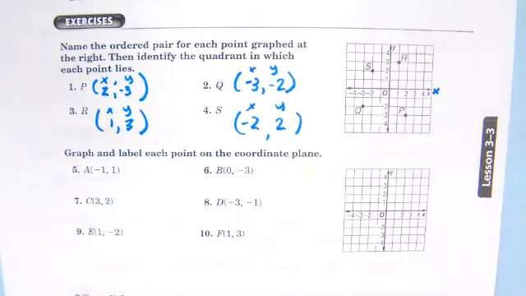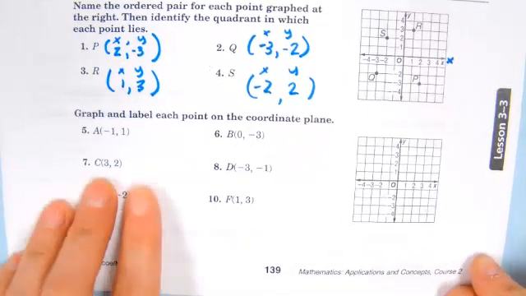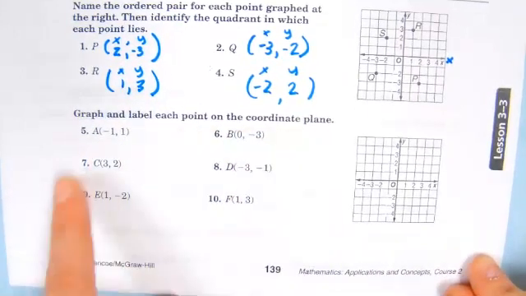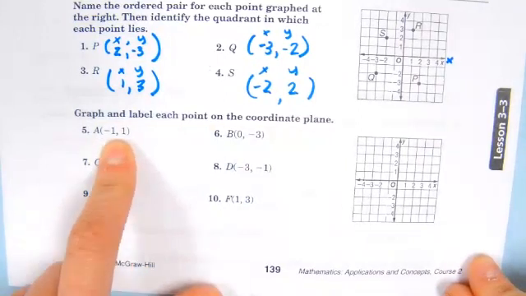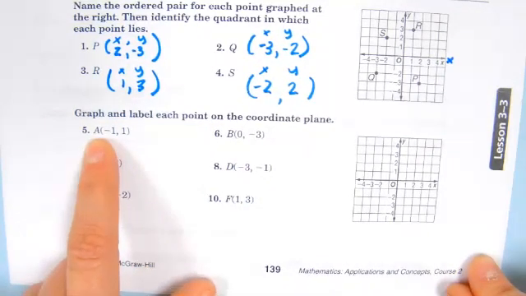And then the other part that we really have to get good at is graphing them. And we've done this before lots of times, but just a reminder is a good idea before starting this. All right, so if it says to graph and label each point, we have to find the point -1, 1, and then we're going to label it with the letter A. That's what that tells us.